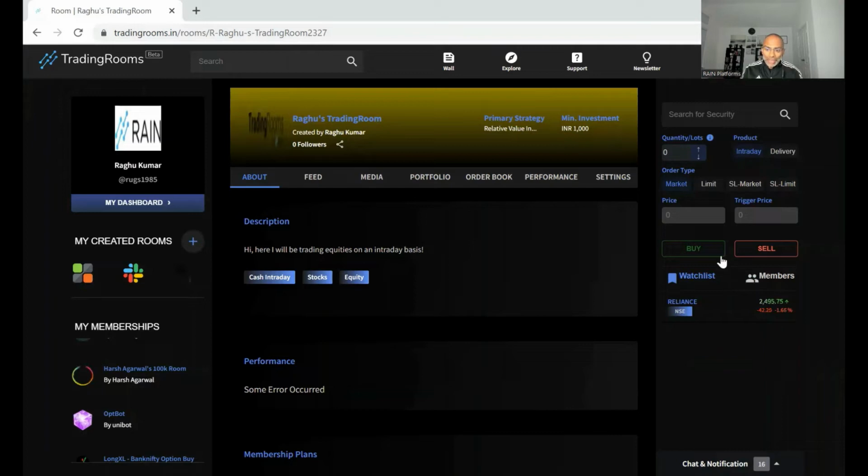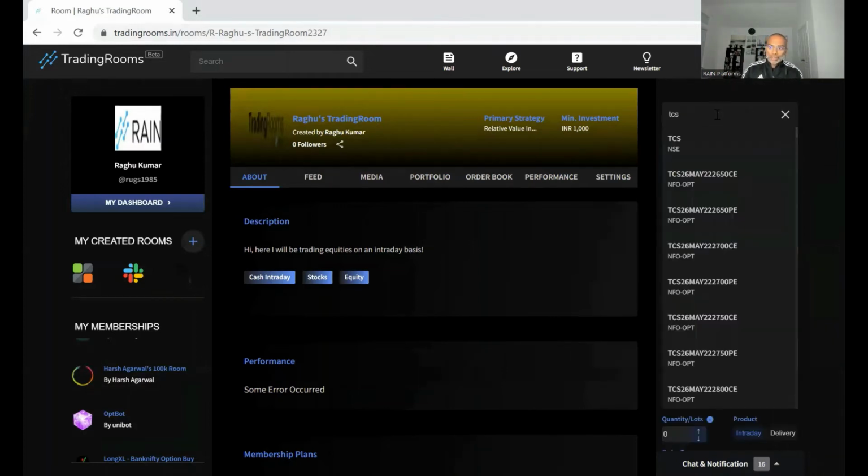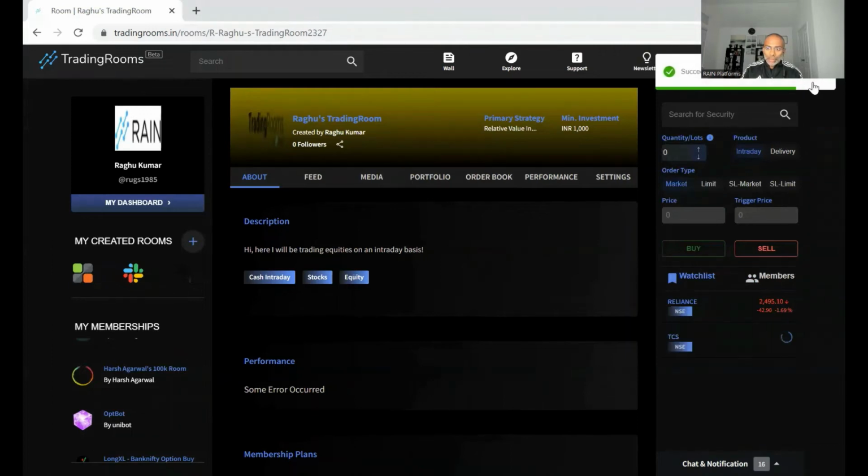We also have a functionality called the watch list. The watch list is basically where you can watch all the securities that you want to trade. For example, if I want to trade TCS, I search for TCS, and instead of clicking on TCS, if I click on the blue ribbon over here, then TCS gets added to my watch list. Now, using this watch list, I can go ahead and pick whatever security I want to trade.